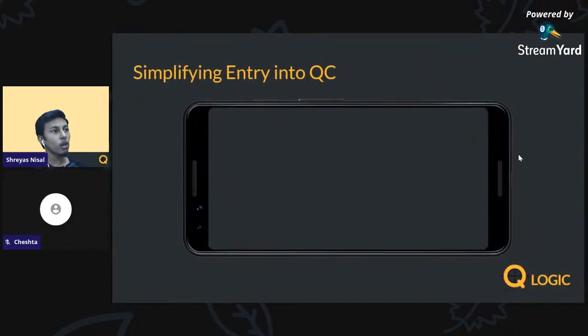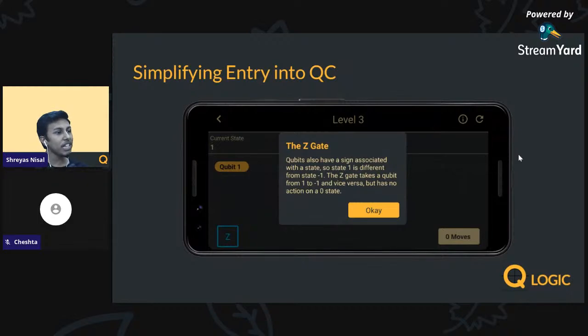The game is actually focused at simplifying a person's entry into quantum computing. So every time a new gate is introduced, there would be a pop-up like this before the level, which would tell you what that gate does. So this is the level which introduces the Z gate. Just before the level, there would be a pop-up which tells the user what that gate does. We have tried to make the tutorials as simple as possible to simplify entry into quantum computing. And when you reach the control gates, there would be pop-ups for that as well, some information about that.